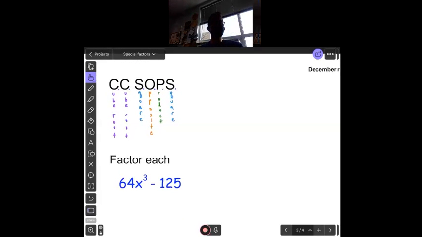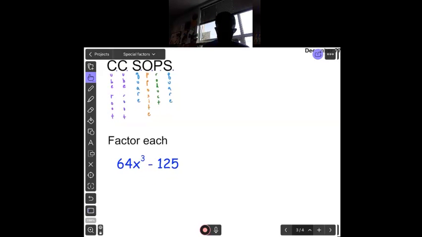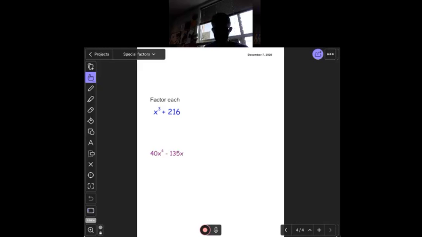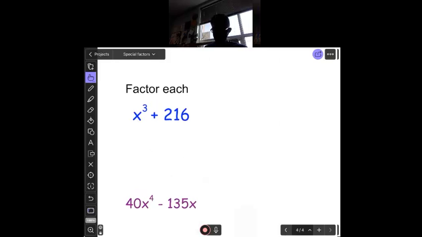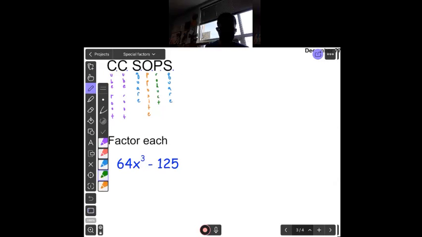Okay, so let's use CC SOPS to factor this expression. What these expressions are called, or the method of factoring we're about to do, is called sums or differences of cubes. Kind of like with the difference of squares, there's some restrictions. There's only kind of one type of problem this works on. There has to be two terms, and they both have to be perfect squares.